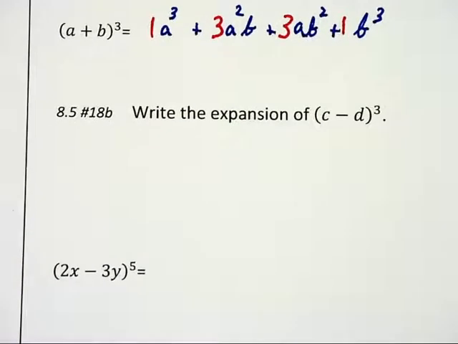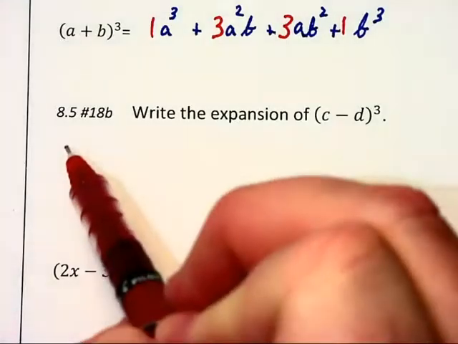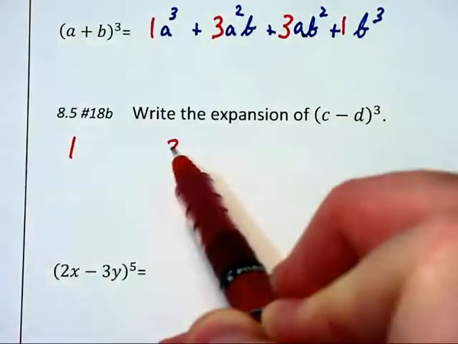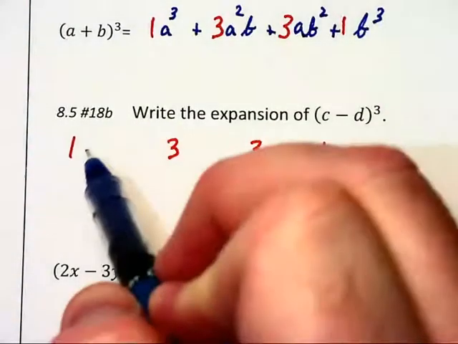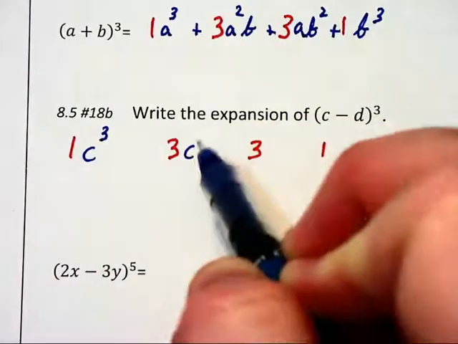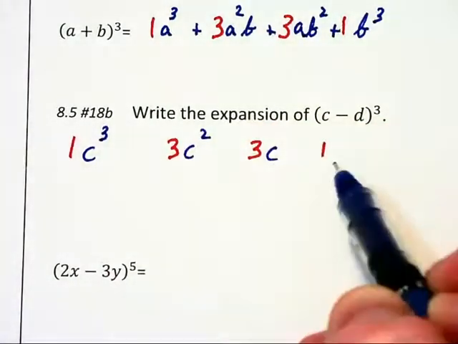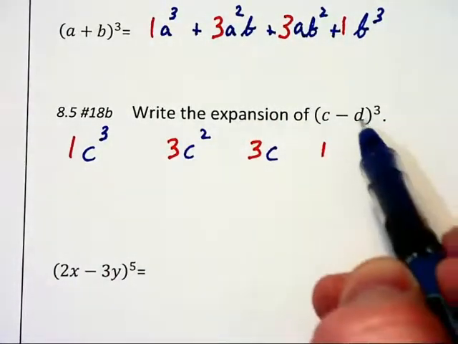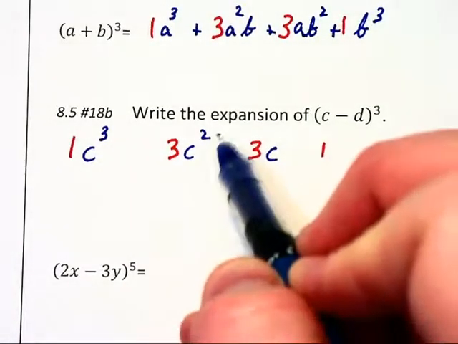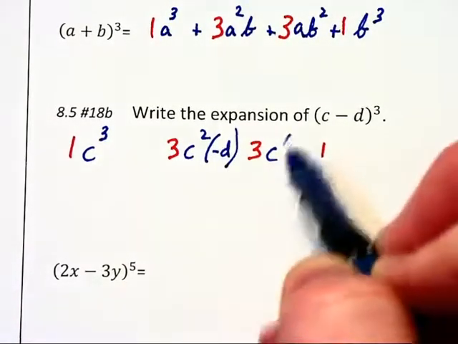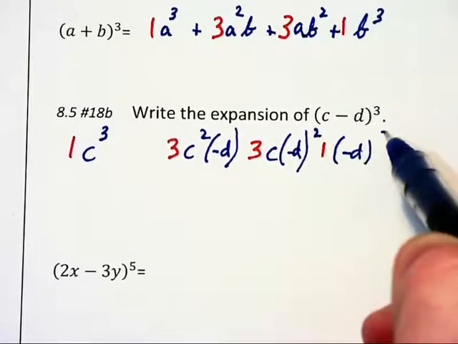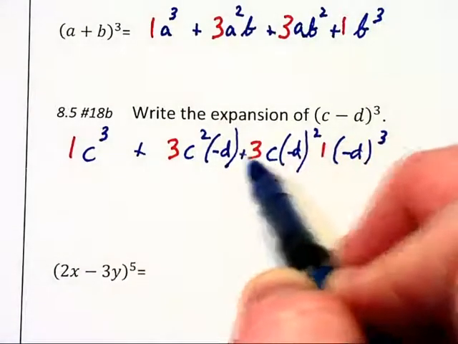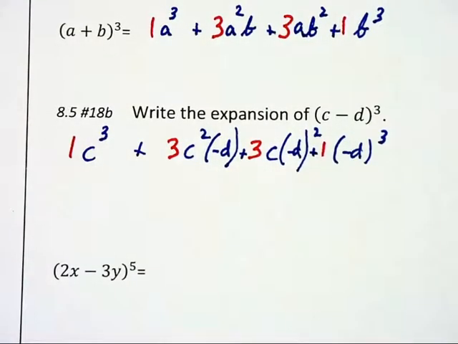Let's do this now with c minus d quantity cubed. Our coefficients again will be 1, 3, 3, 1. And we will begin with c to the third, c to the second, c to the first, no c at all. And then no negative d, followed by negative d, negative d quantity squared, and negative d quantity cubed, with plus signs between all of our terms. Sorry if that was a little tight of a fit.